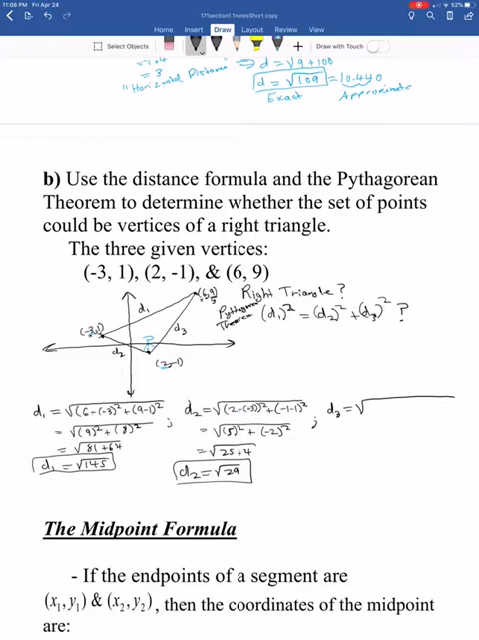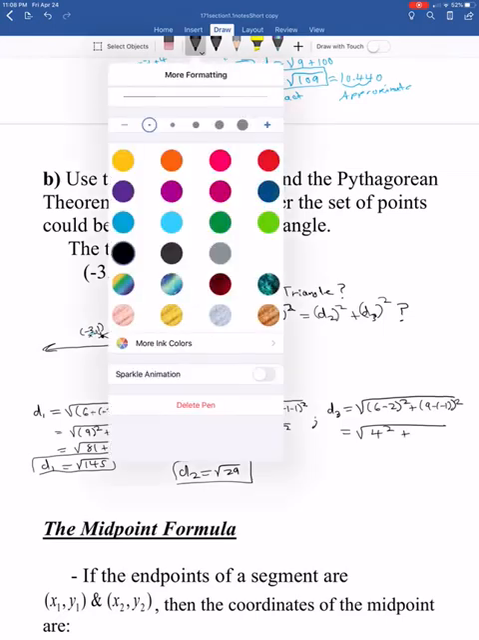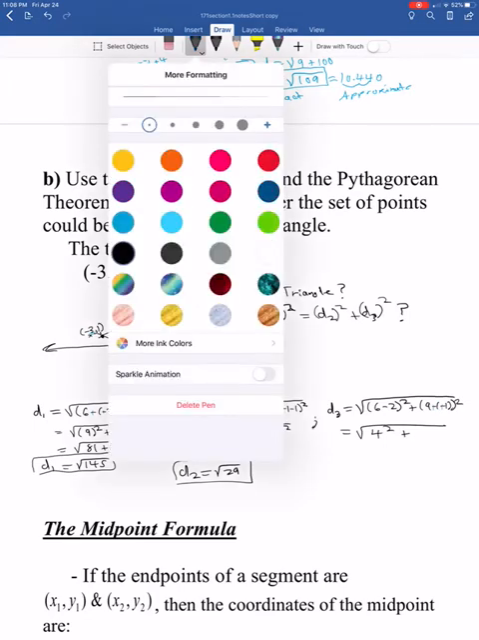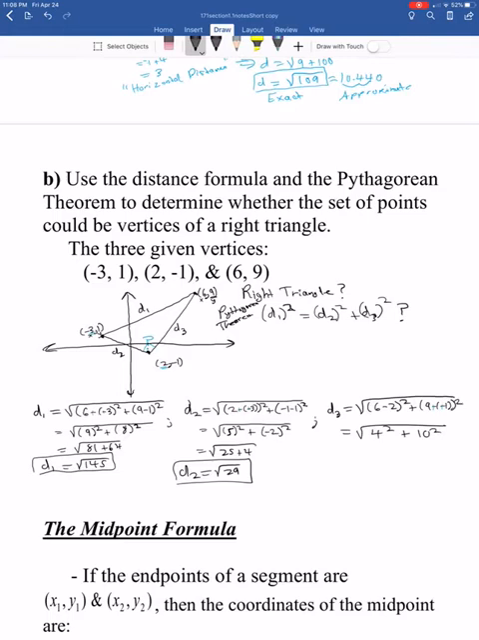changing the x coordinates. So we got 6 minus 2, subtracting the x-coordinates squared, plus the change in the y-coordinates. We got 9 minus negative 1 squared. As we simplify, 6 minus 2 is 4 squared, and 9 minus negative 1: two negatives make a positive, so that's 9 plus 1, which is 10. So we end up with the square root of 16 plus 100, which is the square root of 116. There's D3.